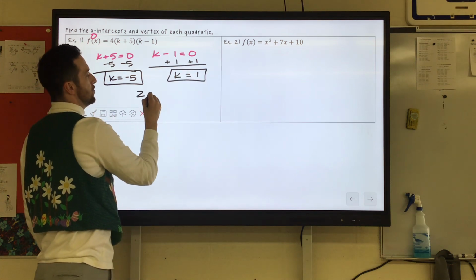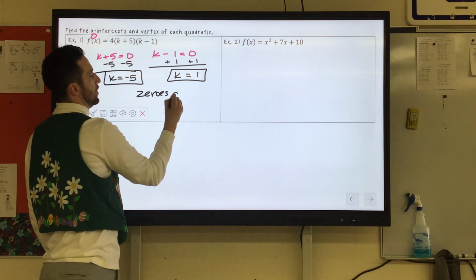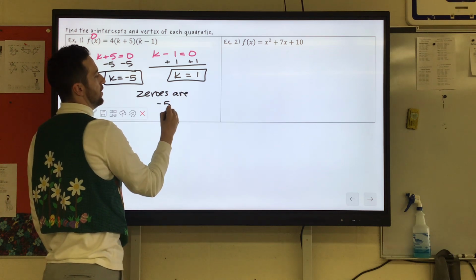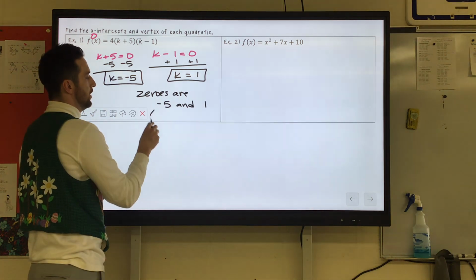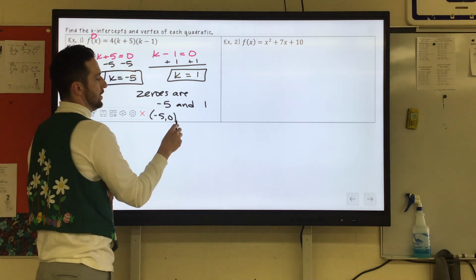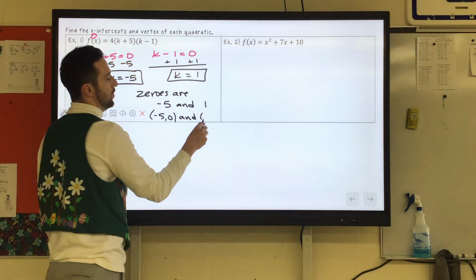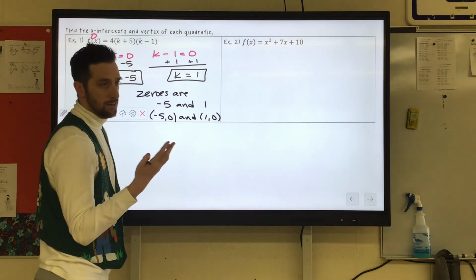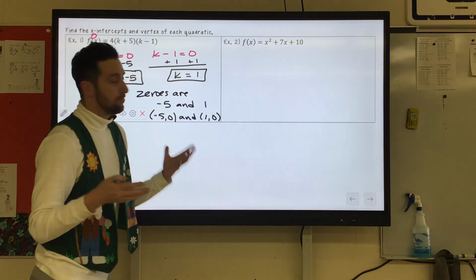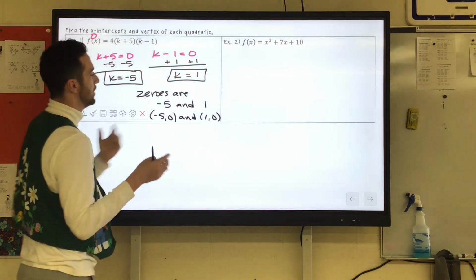So our zeros are negative 5 and 1. Or sometimes they might list them as coordinates, like negative 5, 0 and 1, 0. I honestly don't care either way, unless it says to write it as a coordinate, then write it this way, but otherwise I don't really care.